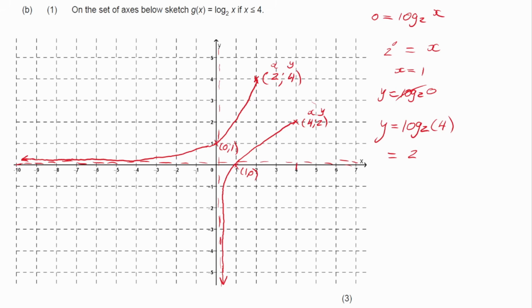One other thing I forgot to do is we have to label these asymptotes. So here, this vertical asymptote for our log graph is x equals 0. And for our exponential, we have y equals 0 for our asymptote. So remember to show the asymptotes and label them as well.